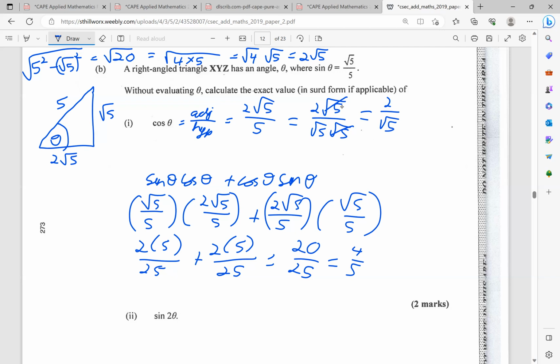Right? See, that part in our work out there with the sine theta cos theta plus cos theta sine theta, that's for the second part, right? Yeah, or for this one here. I just didn't want to scroll down. Oh, yeah. Nice, don't worry.